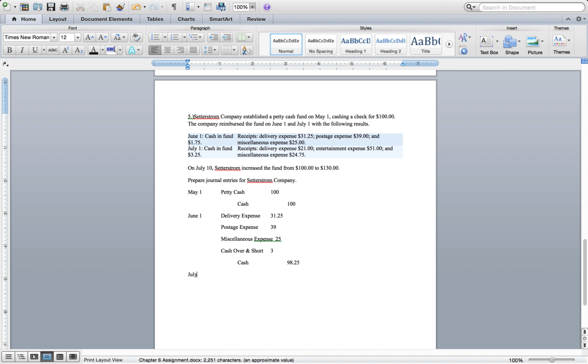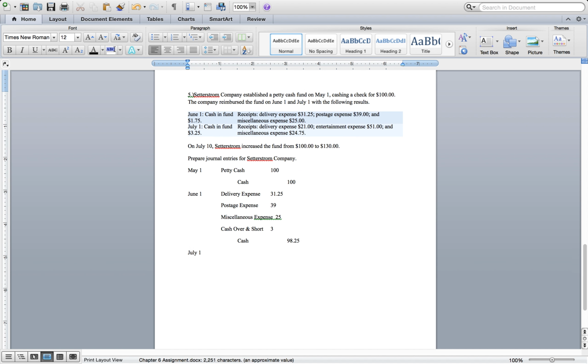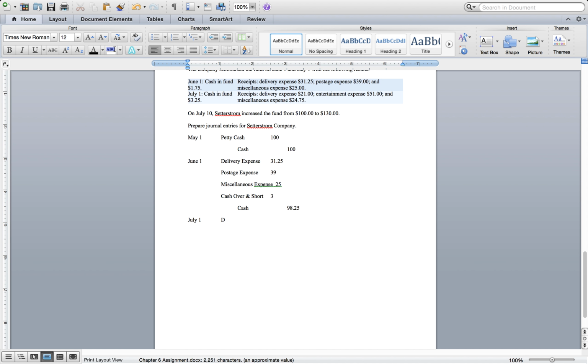Now, on July 1st. Okay. As always, we're going to start off again by debiting all of our expenses. So the first one is delivery expense, $21. And we continue on. Next one we have entertainment expense for $51. Our last expense is miscellaneous expense. That'll be for $24.75.